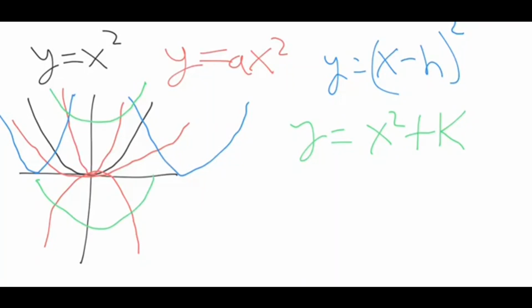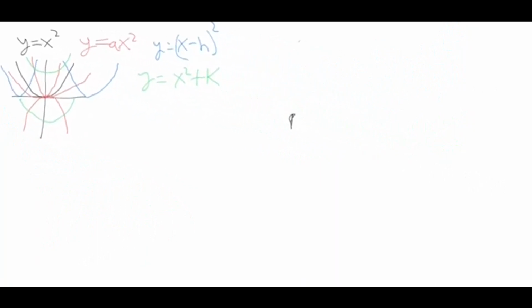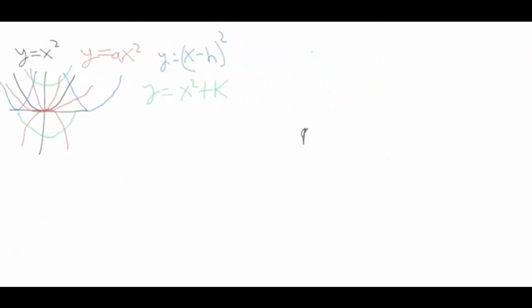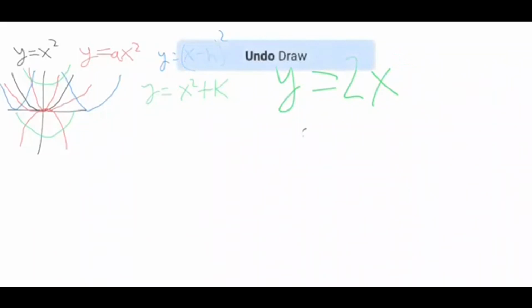Now, finally, we can combine all of these. So let's make that just a little smaller so we can still reference it. But now let's say we have y equals 2x squared. Let's do 2 times (x minus 3) squared plus 4.